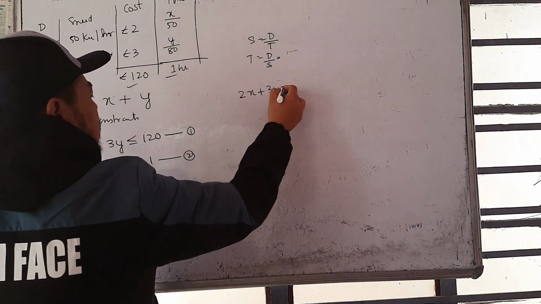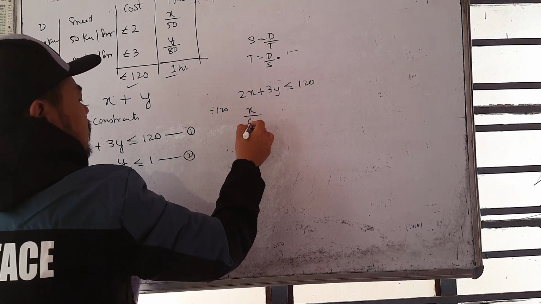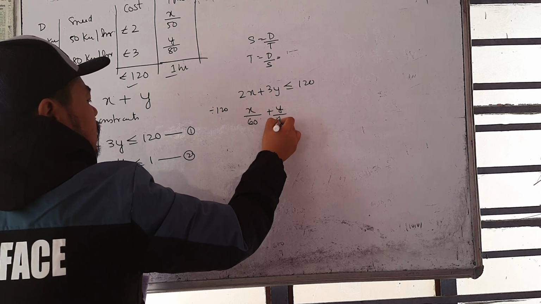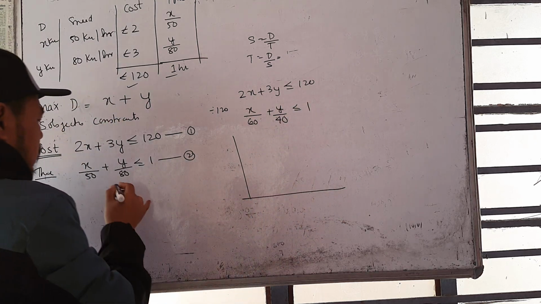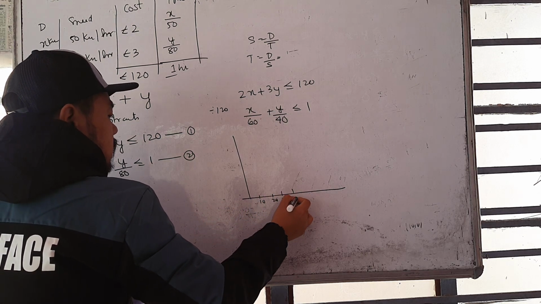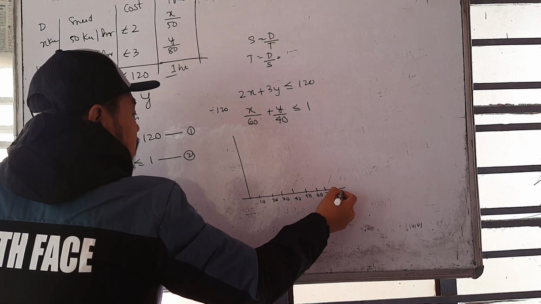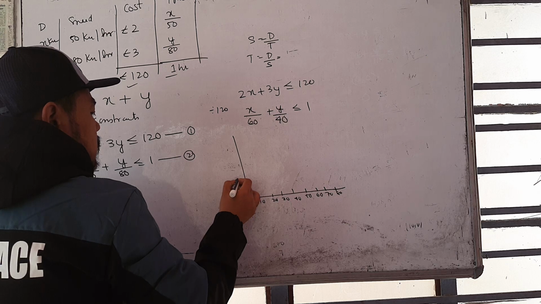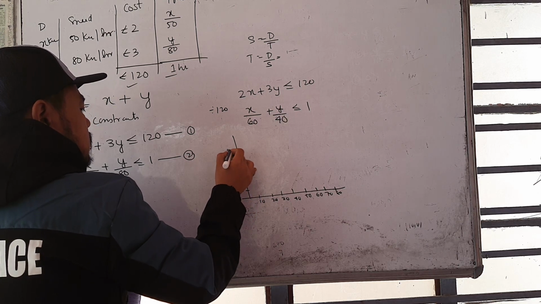2x plus 3y is less than or equal to 120. Divide everything by 120, please. What do we get? 60. What do we get? 40 is less than or equal to 1. Make the table, everyone. This is 10, 20, 30, 40, 50, 60, 70, 80. I think maximum is 80, no?